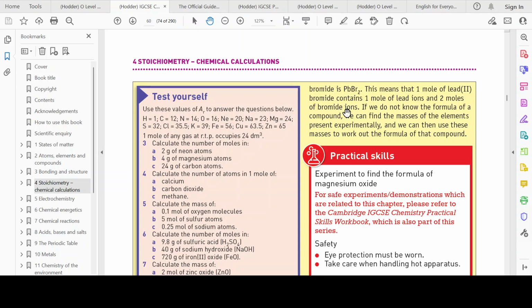Like moles means... 2 Br moles means 2 moles of Br, right? 1 mole is 6.02 times 10 to the power 23. So it contains 2 moles of bromine ions. Like it will be written as 2Br or Br2. Br2, okay.